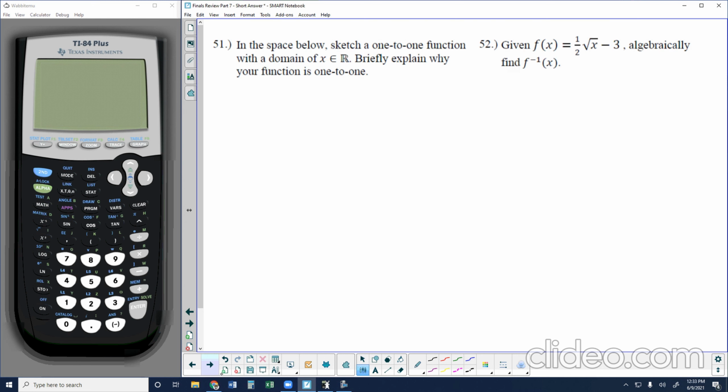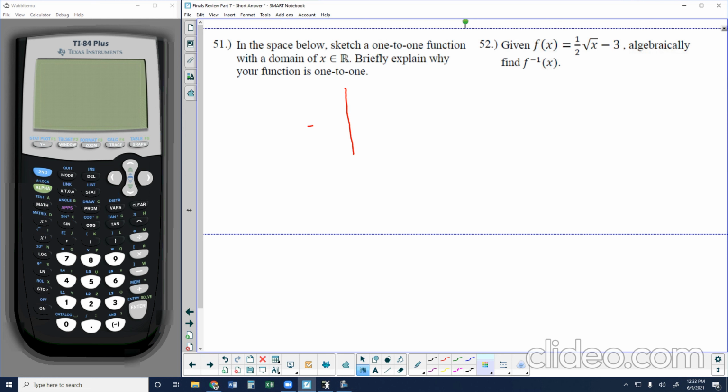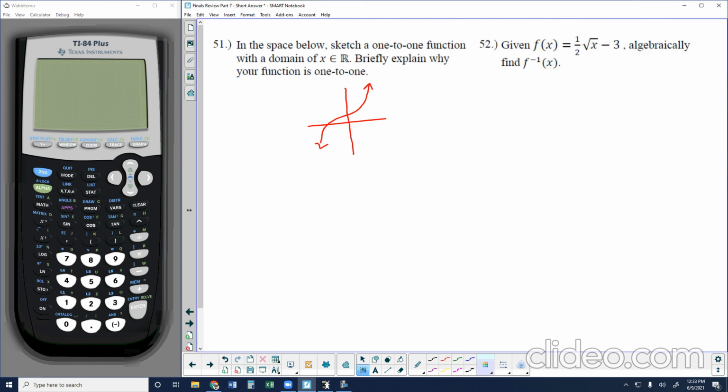Taking a look at problem number 51, it says, in the space below, sketch a one-to-one function with the domain of x equals all real numbers. Briefly explain why your function is one-to-one. So remember, one-to-one functions have one output value to each input and one input value to each output. So we want to make sure that we sketch a function that represents that. And so you can really sketch just about anything you want as long as this function passes the vertical line test, which tells us that it is a function, and the horizontal line test.